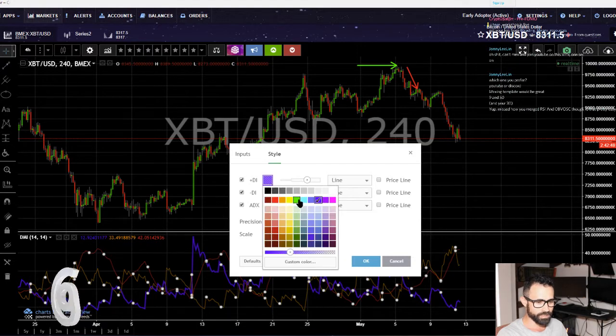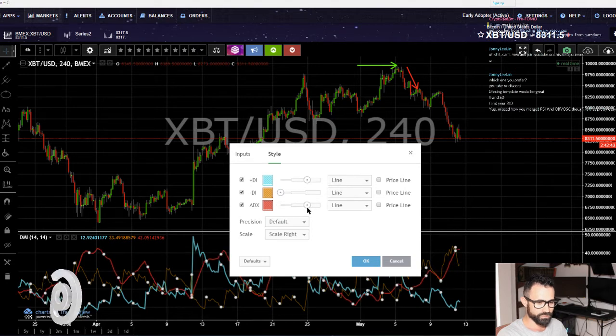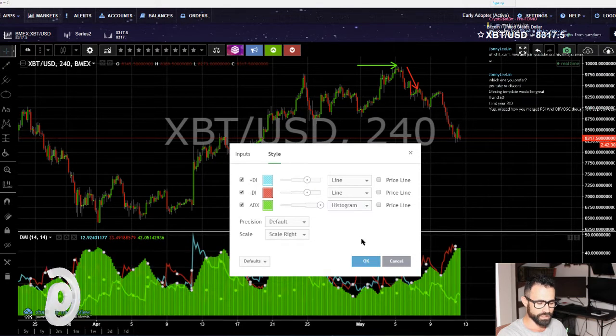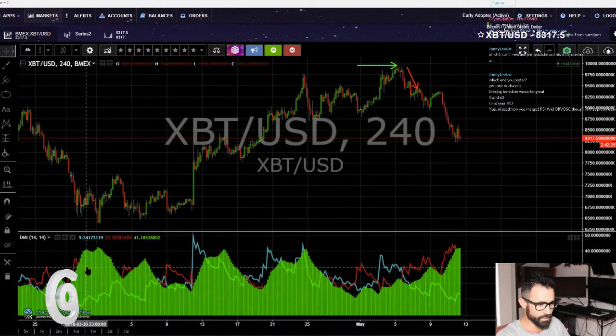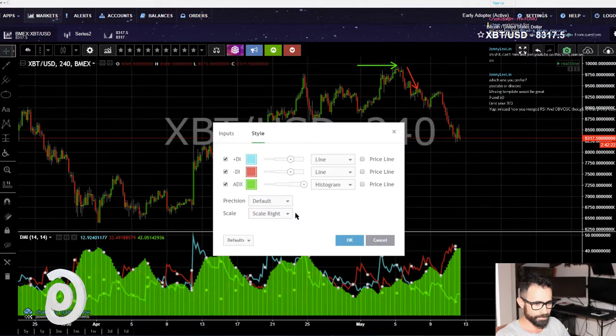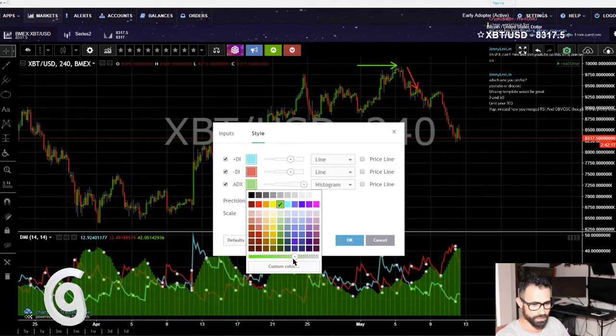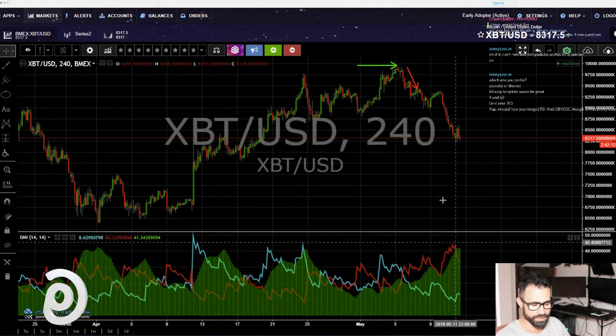I'm going to change my DI positive to a cyan. DI negative, we're going to make a dark red. And the ADX I'm going to make in green. And I'm going to go ahead and change the ADX to histograms, because it is measuring the actual trend, as opposed to DI positive and DI negative, which are measuring price action.